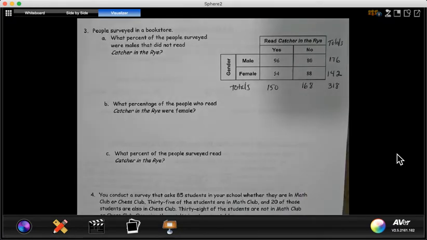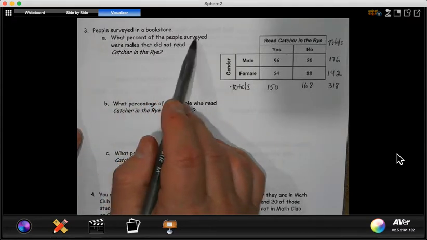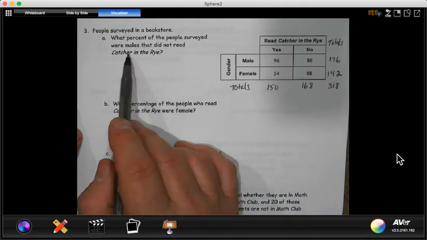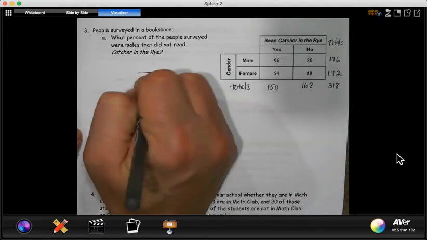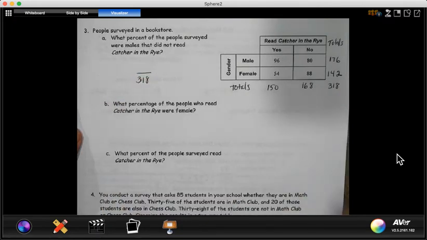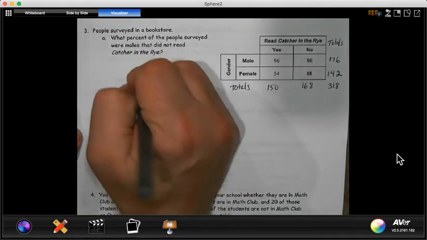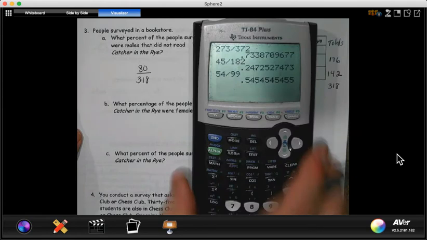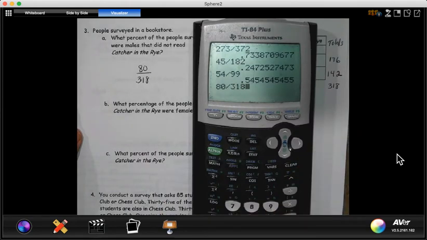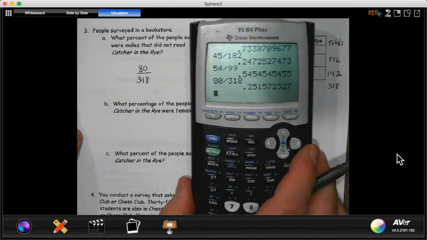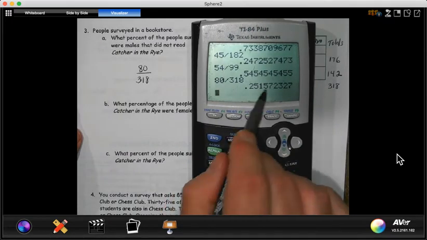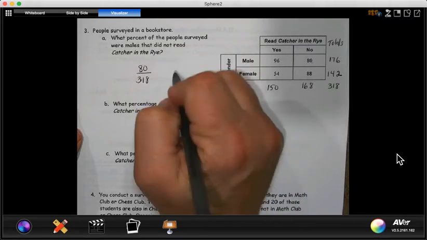All right, let's answer the questions. What percent of the people surveyed were males that did not read The Catcher in the Rye? So 318 people were surveyed, and males who did not read The Catcher in the Rye was 80 out of 318. So 80 divided by 318 is 25.2%. Look at our rounding.